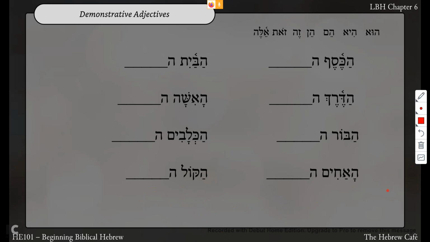The next one, so this is feminine, this is masculine. What is the word? Do you remember that word? It's from the reading. Bor. A pit, or a cistern or like a hole. Bor amok, it gives us in the reading, means a deep hole, a deep pit.